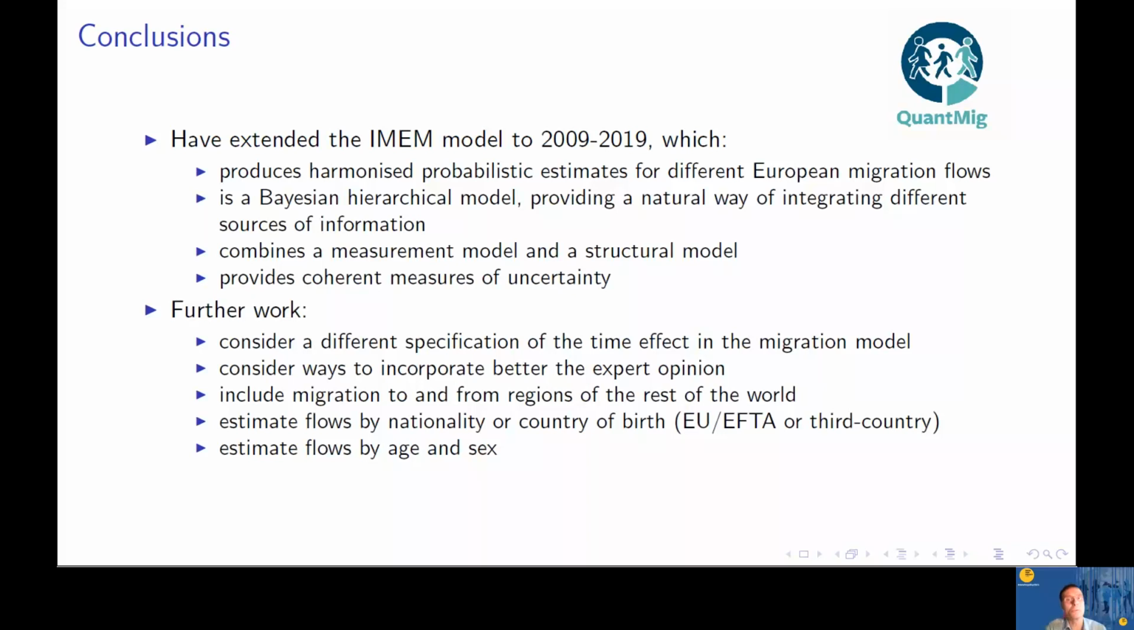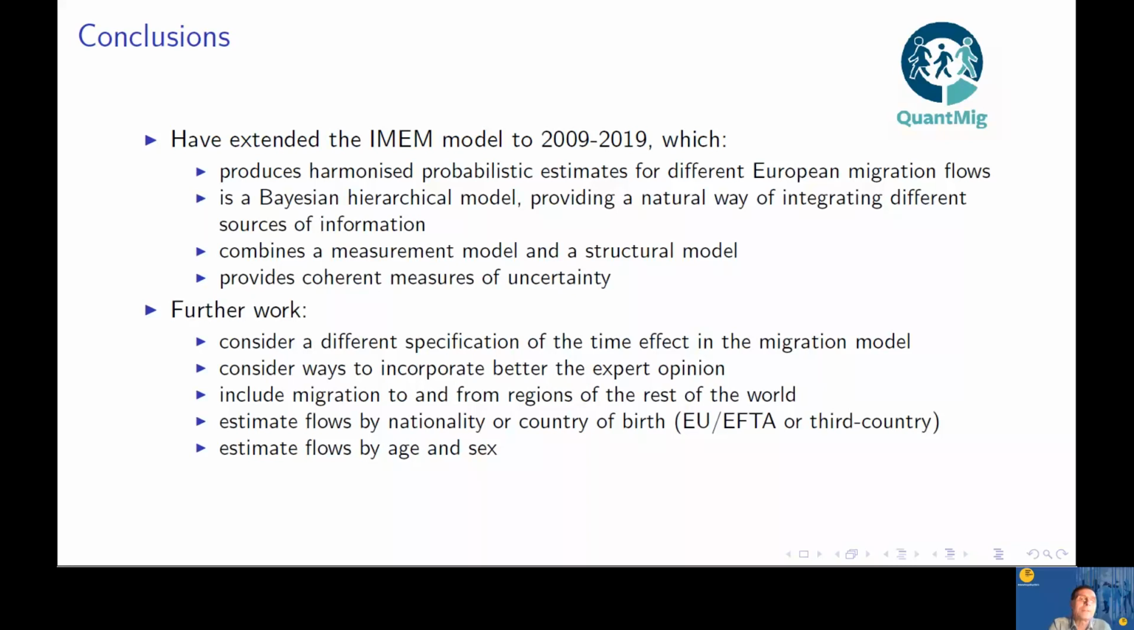This model uses expert opinion to help us classify the countries' reporting systems, but the IMEM model actually used expert opinion from a Delphi survey to specify the prior distributions for some of the parameters, and we have conducted a Delphi survey more recently, so we have some expert opinion that we could include as priors, and that's another way we might modify this model.